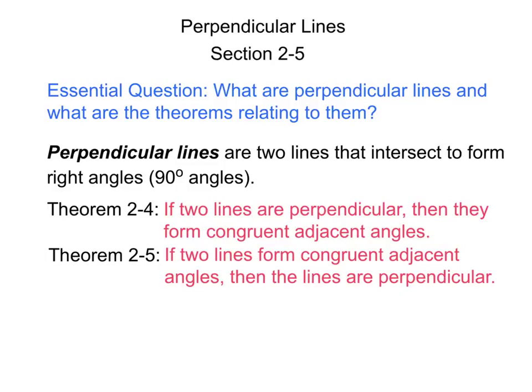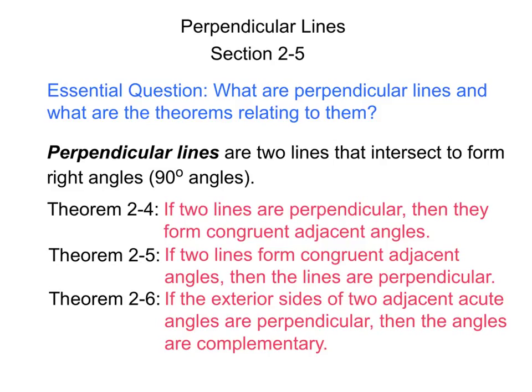The next theorem is Theorem 2-5, and you might think of this as simply being the converse of Theorem 2-4, because Theorem 2-5 states, if two lines form congruent adjacent angles, then the lines are perpendicular. Now the last of these theorems is Theorem 2-6. And this theorem says, if the exterior sides of two adjacent acute angles are perpendicular, then the angles are complementary.